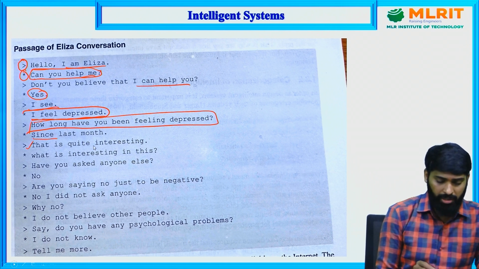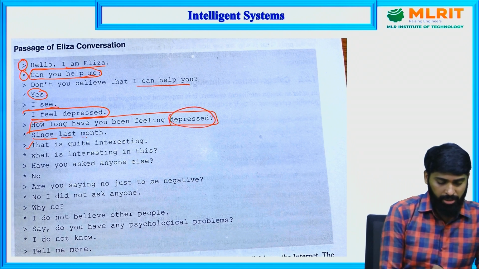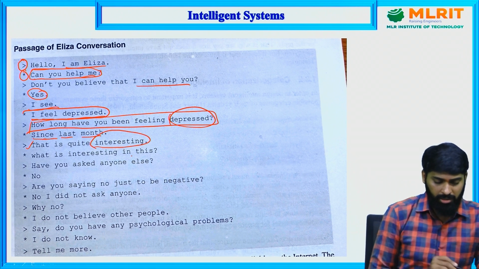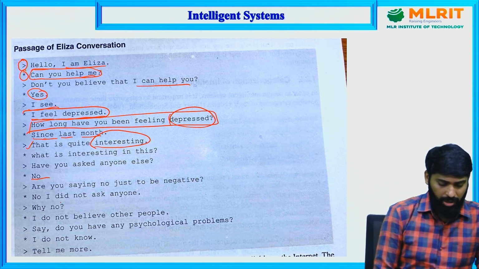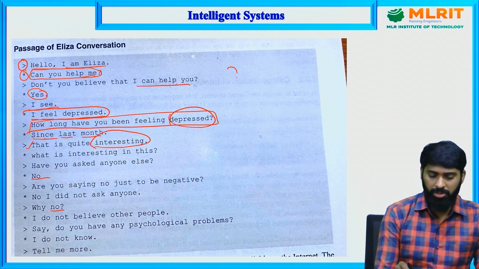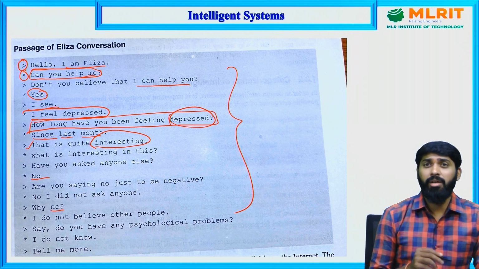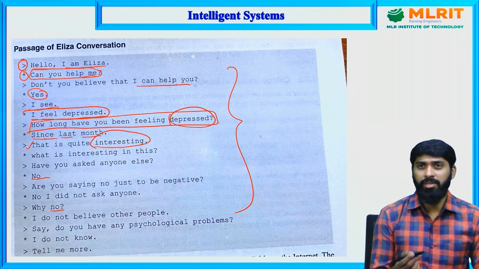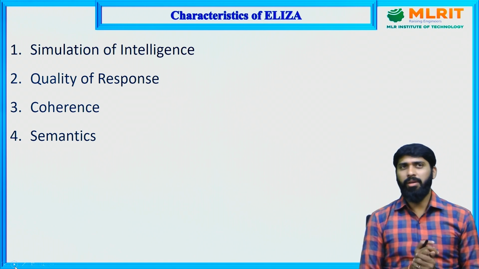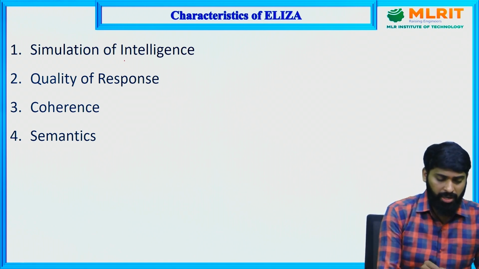Now if you observe here, this is the depressed. Based on the pattern since last month, it gives the reply as interesting. So what is interesting in this? Have you asked anyone else? No. Are you saying no just to be negative? No, I did not ask anyone. Why no? So if you observe this conversation between ELIZA and the user, you may have some doubts regarding the response or response quality. Now these are the characteristics of ELIZA. One is simulation of intelligence.